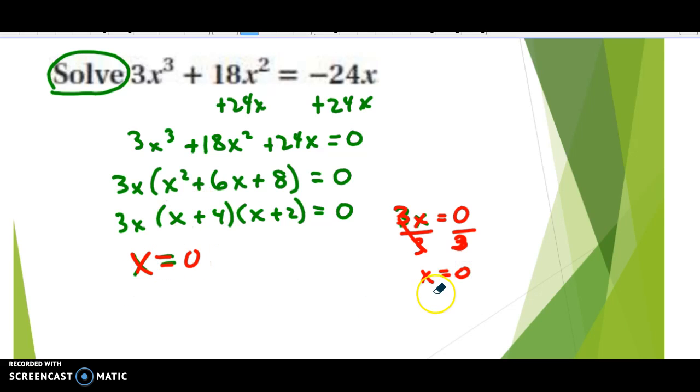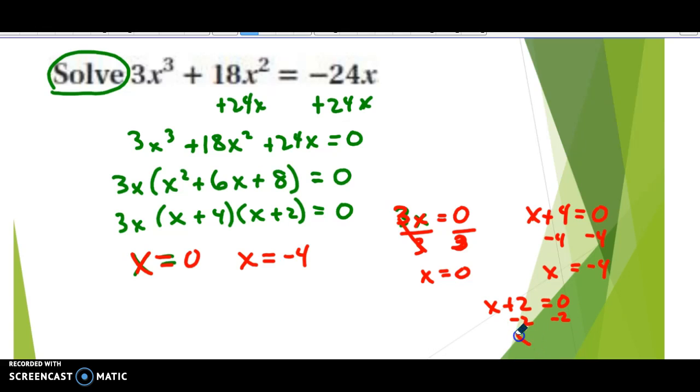If I take my second factor and I set it equal to 0, and I solve for x, then x equals -4 is my second root. Remember, this is a third degree polynomial, so I'll have 3 roots. And if I take my final factor and set it equal to 0, and then solve for x, I find my third root is x equals -2.